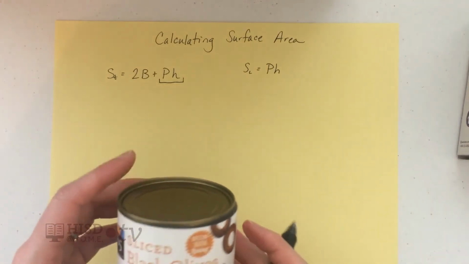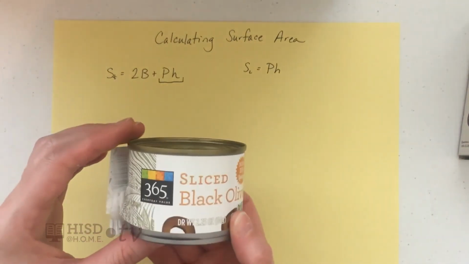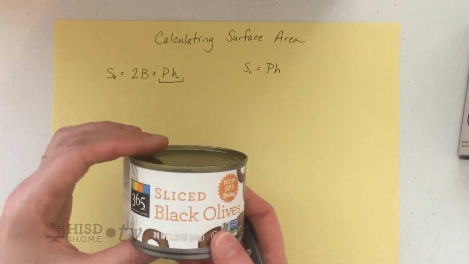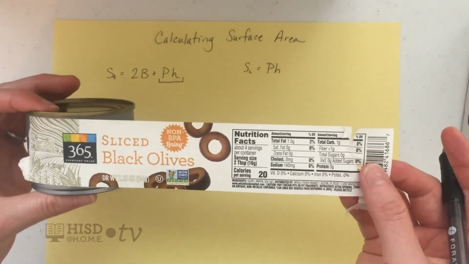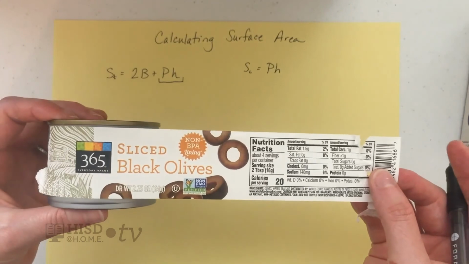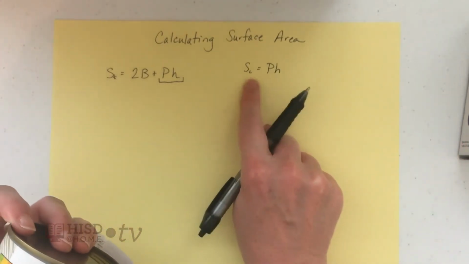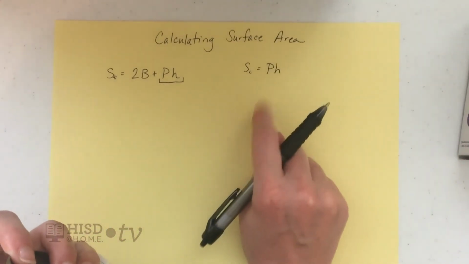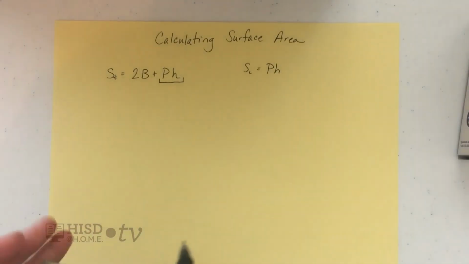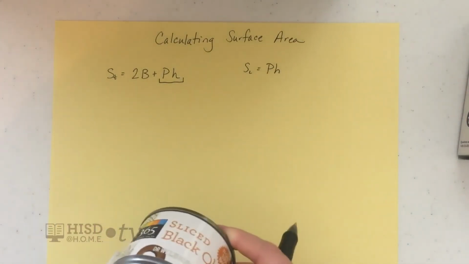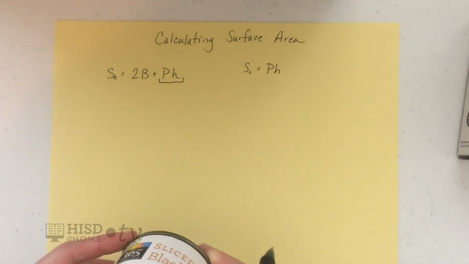For our second example, let's take a look at this olive can, and I'm going to find the surface area of this label. So I'm going to find the lateral surface area, which means I only need this part of the formula, the perimeter of the base times the height. So again, just like last time, let's go ahead and get our measurements.